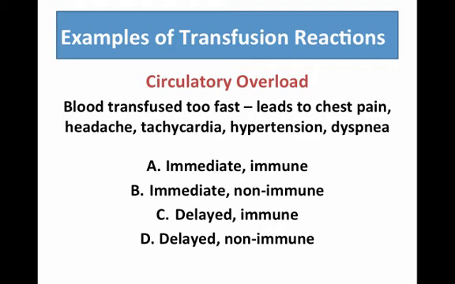So the first topic we have is circulatory overload, and in this case what's happening is blood is being transfused to the patient too fast. This caused the patient to have chest pain, headache, tachycardia, hypertension, and dyspnea. Based on this description, determine if a circulatory overload is an immediate immune transfusion reaction, immediate non-immune, delayed immune, or delayed non-immune transfusion reaction.